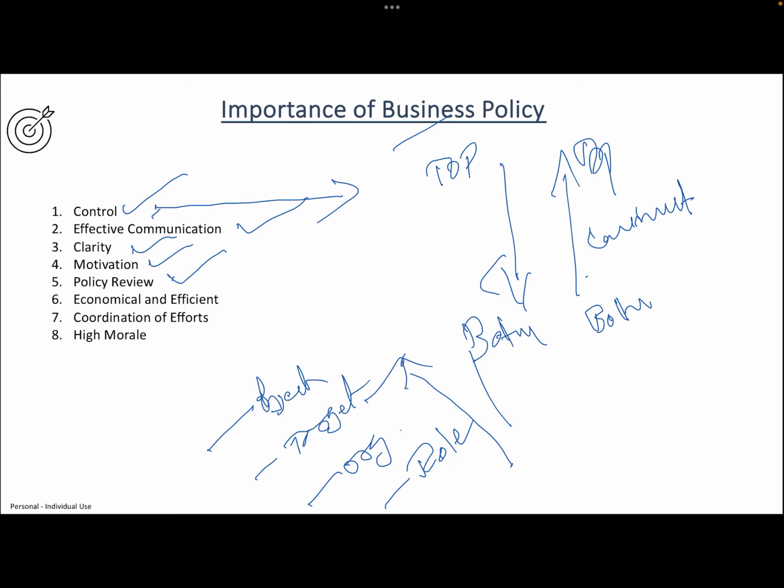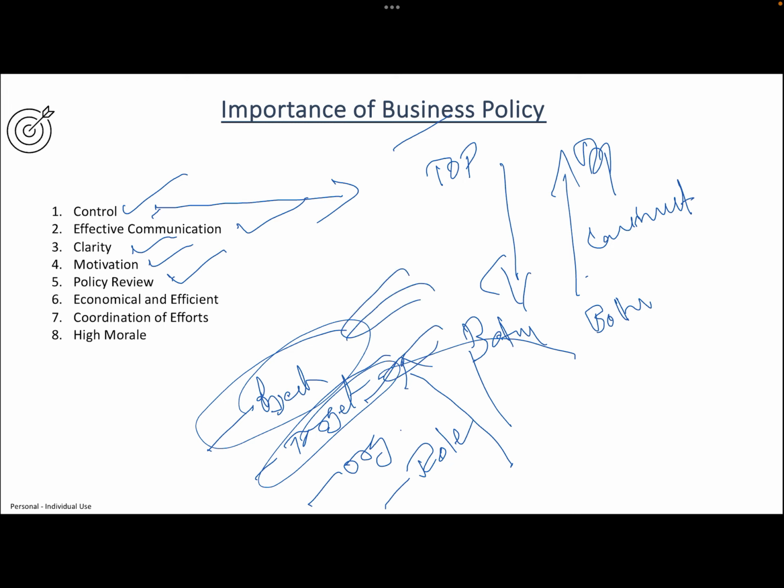Policy review. Of course, we have a target, we have an objective set. If the company is not achieving this, every 1 month, every 2 months, we can review and create a revised policy if required. And business policy will help us to do proper planning. With that, we can produce goods at economical prices and with efficient working.